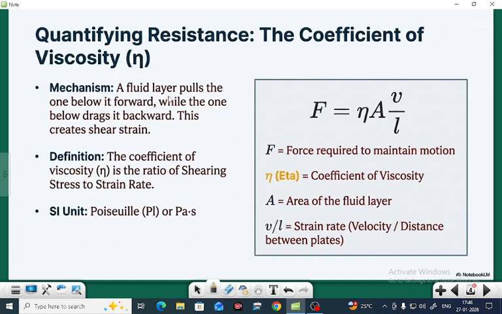Mechanism: a fluid layer pulls the one below it forward while the one below drags it backward. This creates shear strain. Definition: the coefficient of viscosity eta is the ratio of shearing stress to strain rate. SI unit is Poiseuille or Pascal second. F equals eta A v by l, the force required to maintain motion. Eta is the coefficient of viscosity, A is the area of the fluid layer, and v by l is the strain rate, velocity divided by distance between the plates.